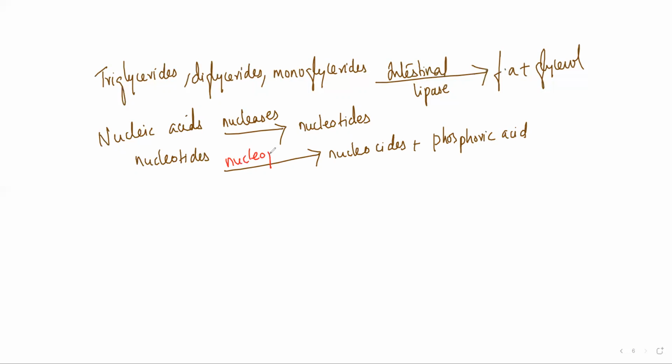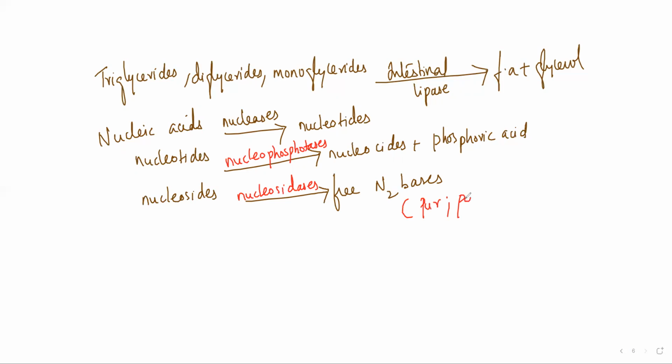And next we have the last one, the nucleosides, the nitrogen base and the sugars. They are converted into the free nitrogen bases like purines and pyrimidines and pentose sugars, by the action of an enzyme called nucleosidases. So they will be converted into the purines, the pyrimidines, and the pentose sugar.